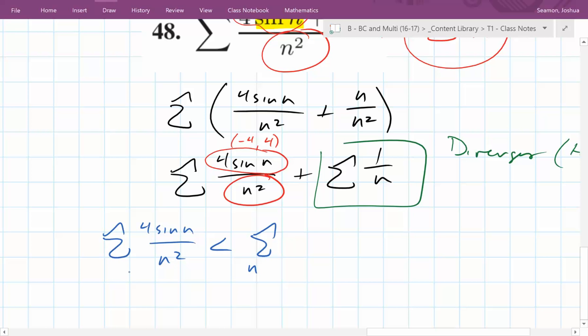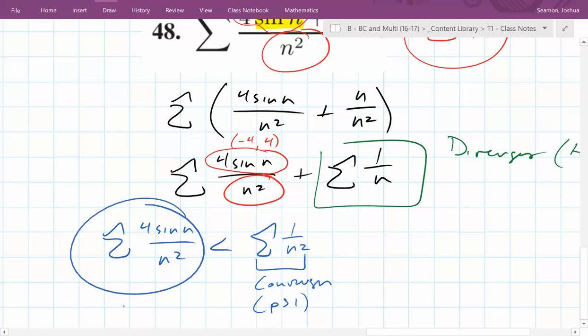Which sum? 1 over n squared, right, exactly. And what do we know 1 over n squared does? It converges because it's a p series, p is greater than 1. So if it's convergent, what does it mean about this?